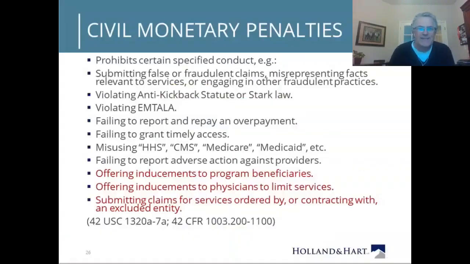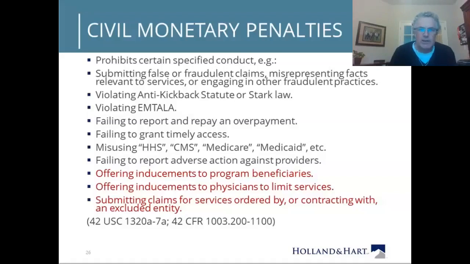All right, let's move on to the next law we need to address, and that's the Civil Monetary Penalties Law. The Civil Monetary Penalties Law actually incorporates a bunch of different stuff, okay? Things like it prohibits certain kinds of misconduct, like submitting false or fraudulent claims, violating the Anti-kickback statute, violating EMTALA, failing to report and repay overpayments, failing to grant timely access if the government shows up and wants to do a survey or to check you out, failing to report adverse action against providers under the NPDB, the National Practitioners Data Bank, things like that.